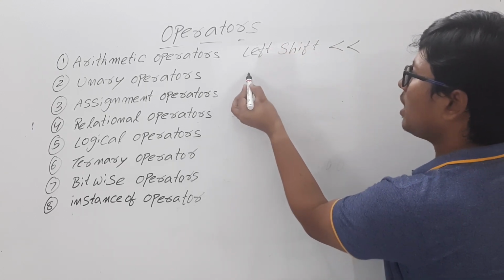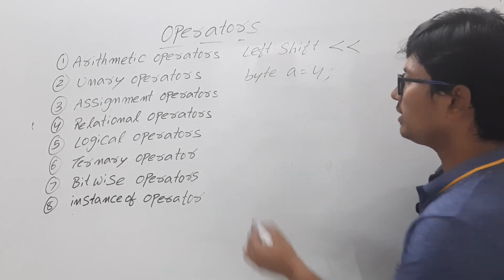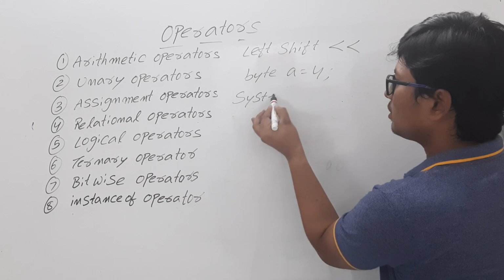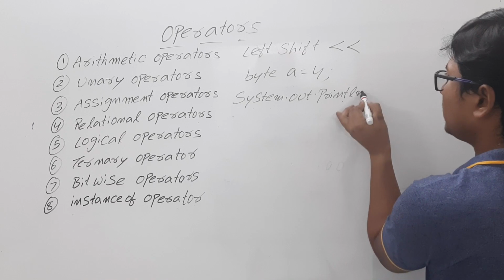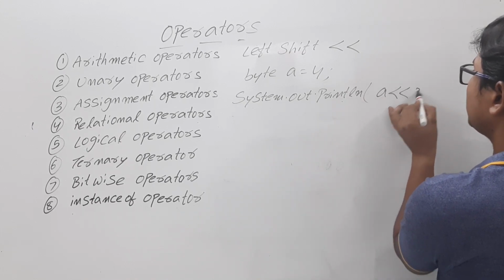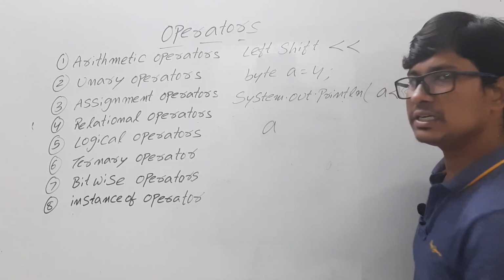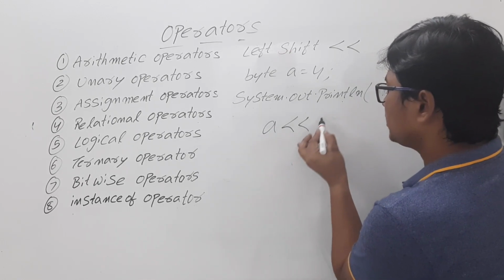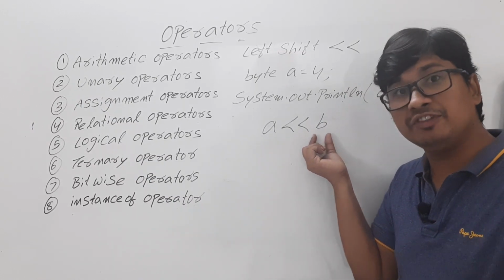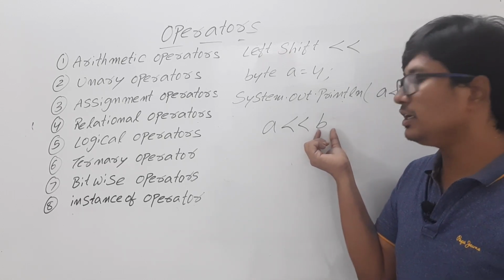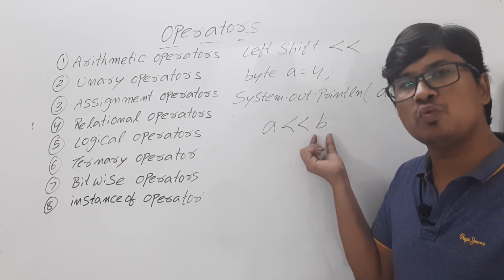Suppose you have a byte a is equal to 4, and someone asked you System.out.println a left shift 2. Then the meaning is that any left shift operation will be represented like this: a left shift b, meaning on a you need to perform left shift b times. If here it is 2, 2 times you need to perform the left shift. If here it is 3, 3 times. If it is 1, 1 time.